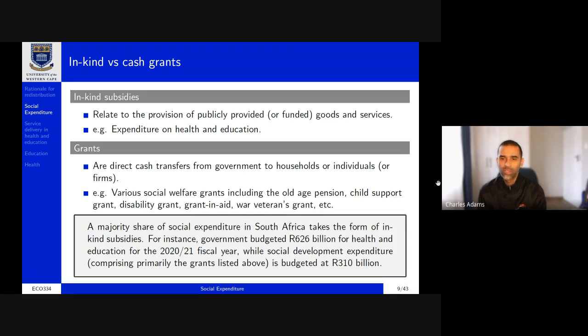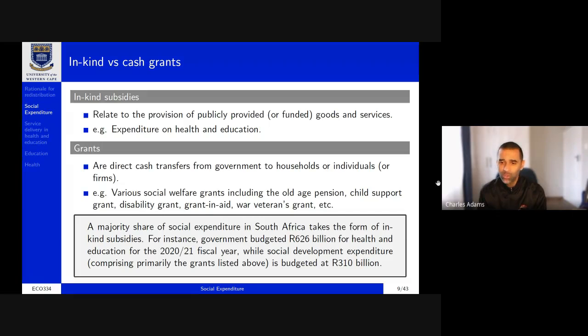And of course, the reason for that is because of the high expenditure on education and health in South Africa. So, for example, in the 2021 fiscal year, we had expenditure on health and education equaling 626 billion.